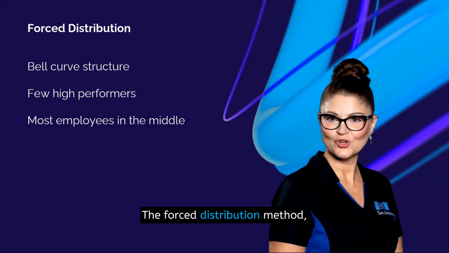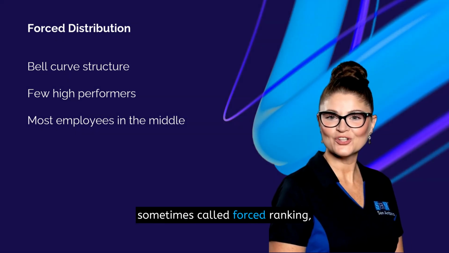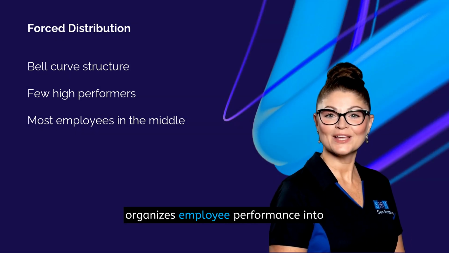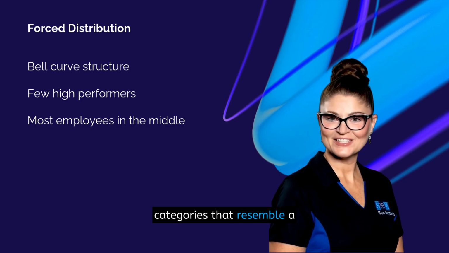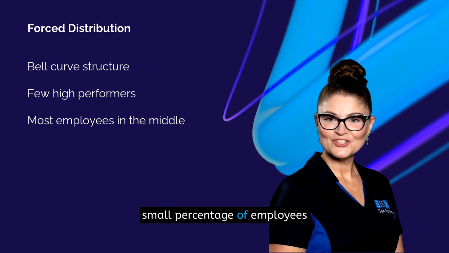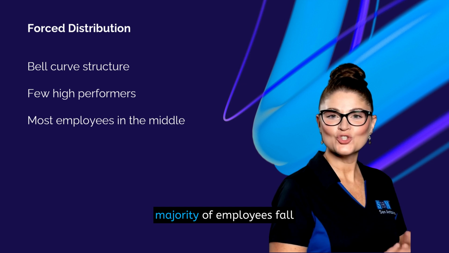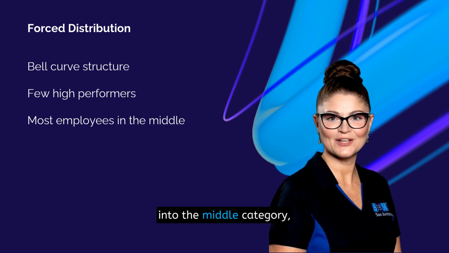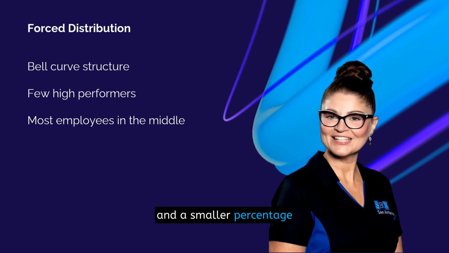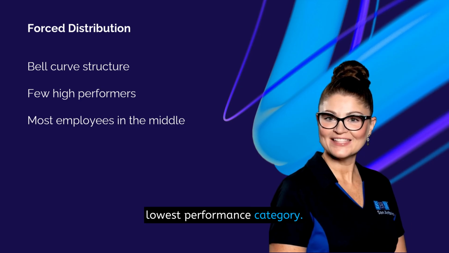The forced distribution method, sometimes called forced ranking, organizes employee performance into categories that resemble a bell curve. In this approach, a small percentage of employees are placed in the highest performance category. The majority of employees fall into the middle category, and a smaller percentage are placed in the lowest performance category.